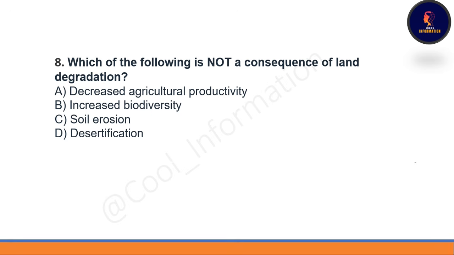Next question, which of the following is not a consequence of land degradation? Option A is decreased agricultural productivity, option B increased biodiversity, option C soil erosion, and last option is desertification. Option B will be correct. Increased biodiversity is not a consequence of land degradation.